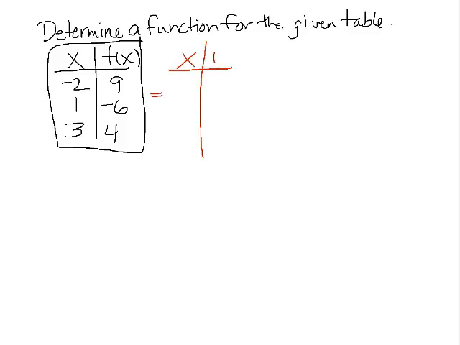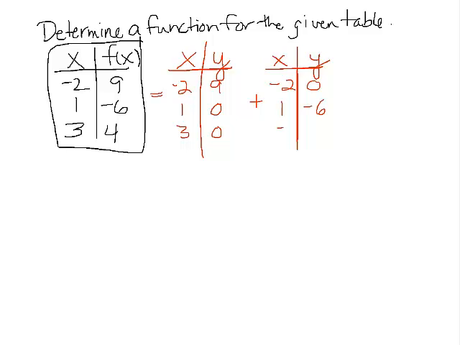So for instance, I could break this table into -2, 9, 1, 0, 3, 0. So notice that that first point is still the same. I could then add another table to that where -2, 0, 1, -6, and 3, 0 are the values.